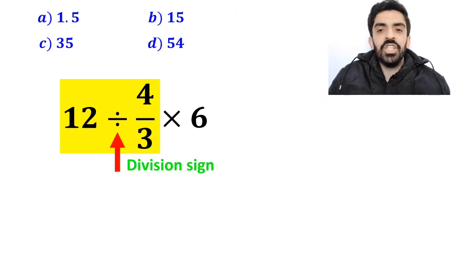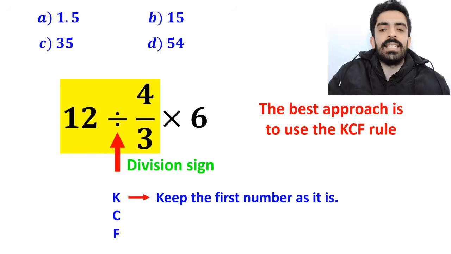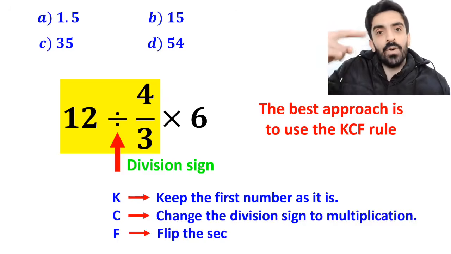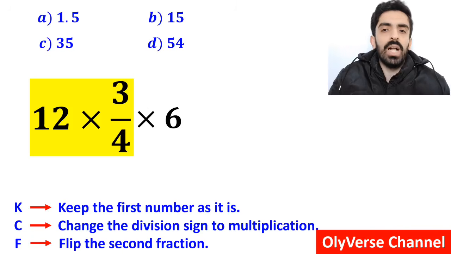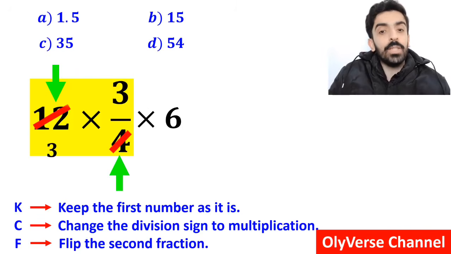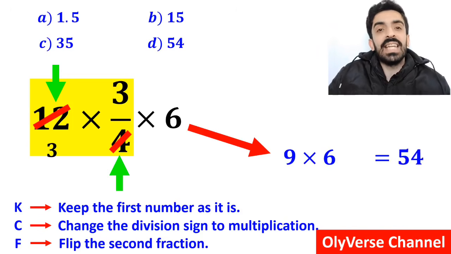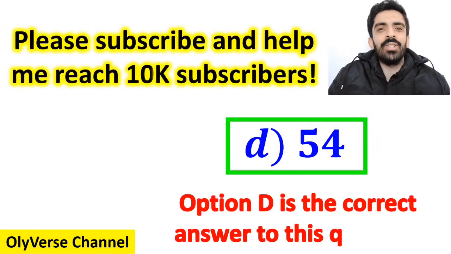Whenever we see a division sign between two terms, the best approach is to use the KCF rule. In this rule, K stands for keep the first number as it is, C stands for change the division sign to multiplication, and F stands for flip the second fraction. So, we remove the highlighted part and replace it with 12 multiplied by 3 over 4. As you can see in the image, the number 12 simplifies with the 4 in the denominator, and instead of this expression, we can write 9 multiplied by 6, which finally gives us the answer 54. That's great. Option D is the correct answer to this question.